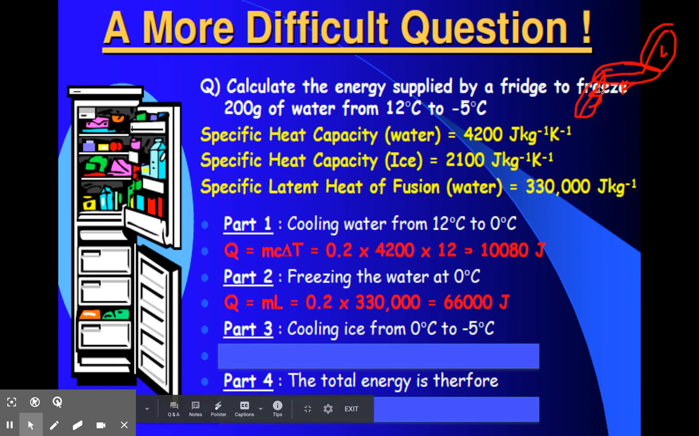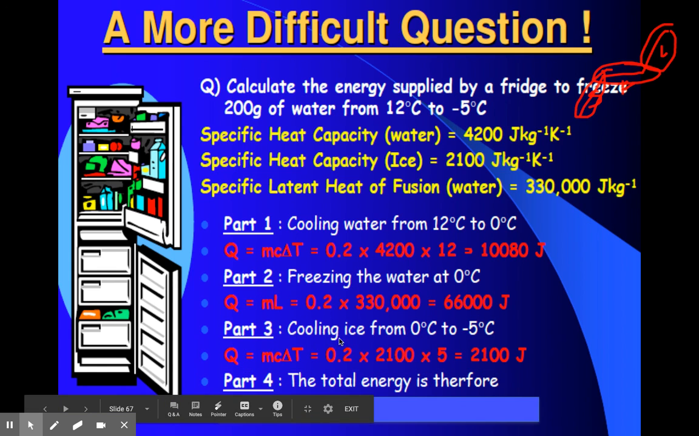In part 3, now we have everything turned to solid ice, but we have to cool that ice down to -5 degrees. So now we have a change in temperature. We're back to Q = mcΔT. Same amount of mass, but now we have a different specific heat because we're down here in the ice region, and our change in temperature is not 12 anymore, because now we're talking about 0 to 5 degrees, and we get this amount of energy.